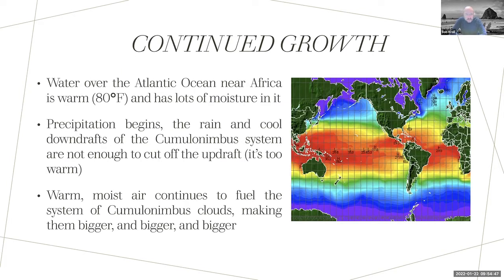So, water over the Atlantic is warm with lots of moisture in it, and it really starts kind of like a thunderstorm as well, with the cumulonimbus system. But the downdrafts cause it to build, and it doesn't dissipate because of the cooling below, so that warm moist air continues to fuel the system, and they grow and grow as they move across the warm waters of the Atlantic.